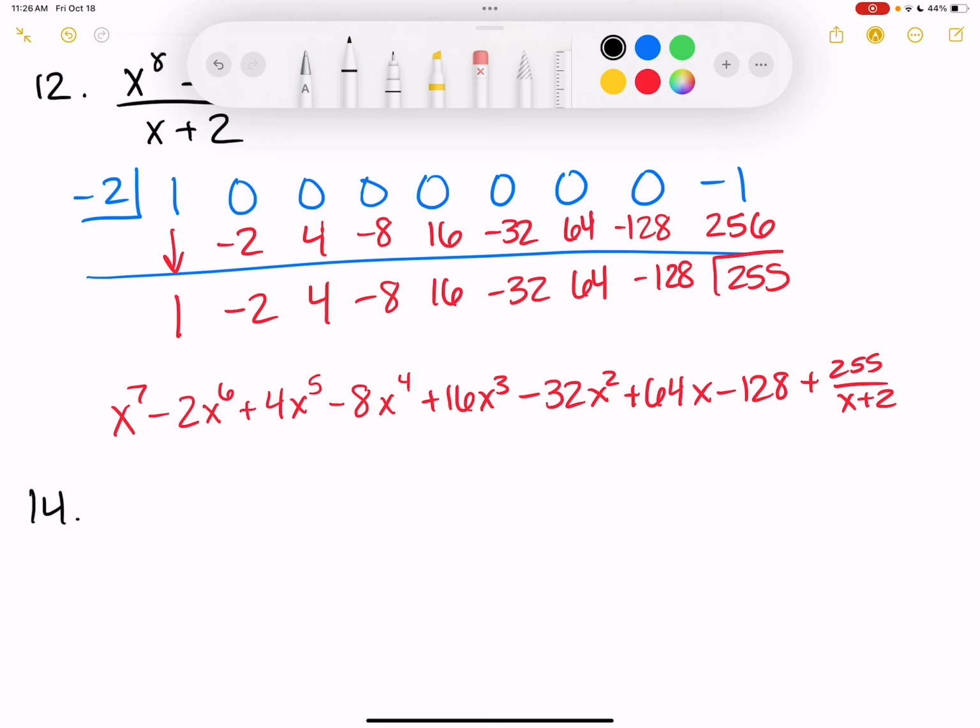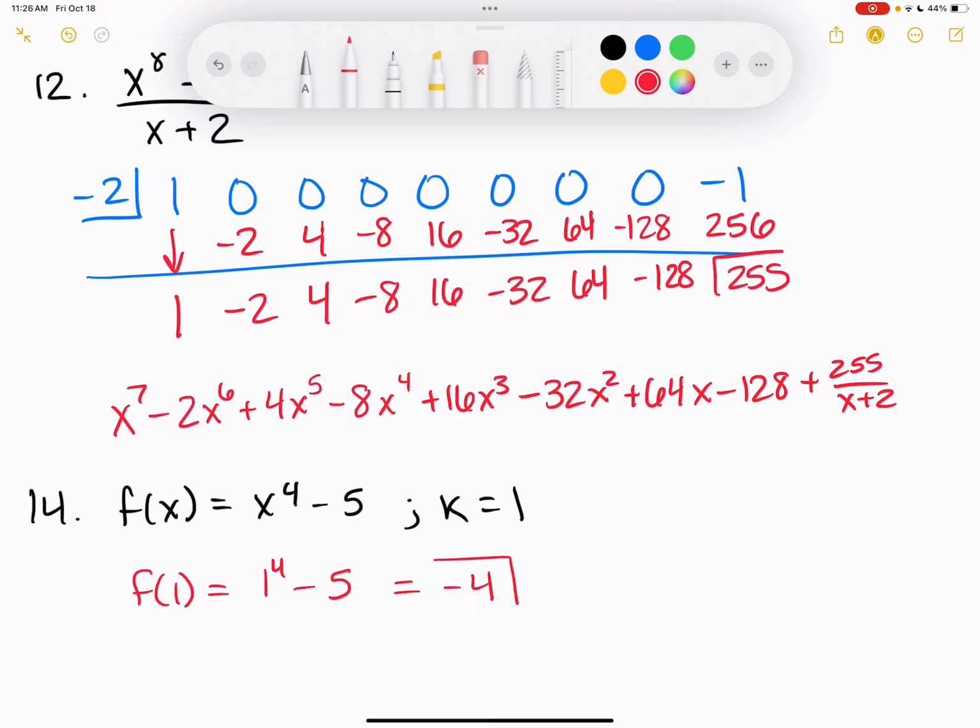14, f of x equals x to the 4th minus 5, k equals 1. So I just plug in 1 for x, so f of 1 equals 1 to the 4th minus 5. So 1 minus 5 is negative 4, so the remainder of that problem would be negative 4 if you were to actually divide it.